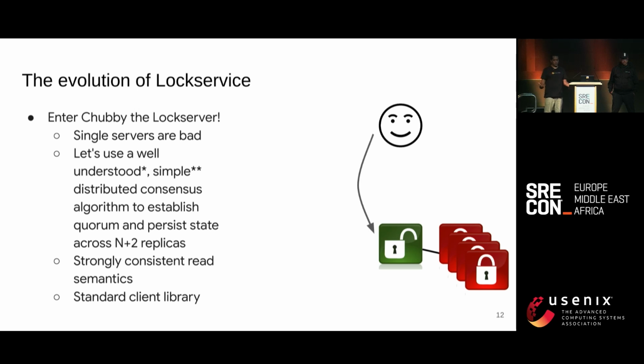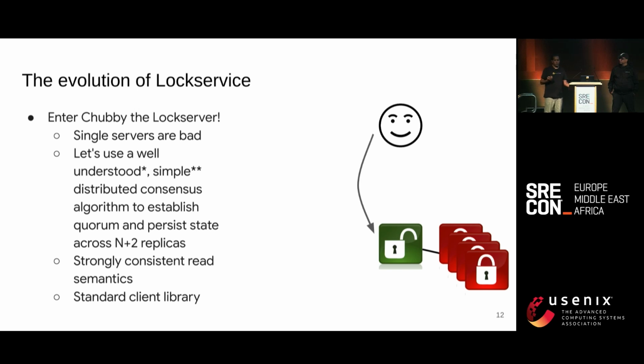So they went with 5 replicas to start with. They used Paxos, which was a distributed consensus algorithm originally developed by Leslie Lamport to guarantee correctness. Strongly consistent read semantics, and there was a standard client library, right? So you, as a consumer, you link in this client library which knows how to find your local lock service cell, acquire a lock, and so on.